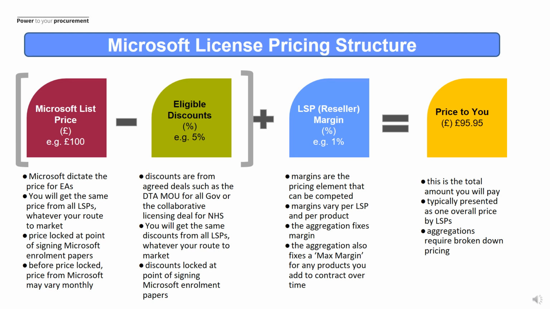So all three of those elements make up the price to you. That's the total that you will pay for a license. Typically, when going to tender by yourselves, you will see that cost all rolled up into one, but aggregations require broken down pricing. So if you join an aggregation, when you see your results, you will see these three elements broken down, so you can see the margin that the winning bidder is applying, and that is fixed in by the aggregation.